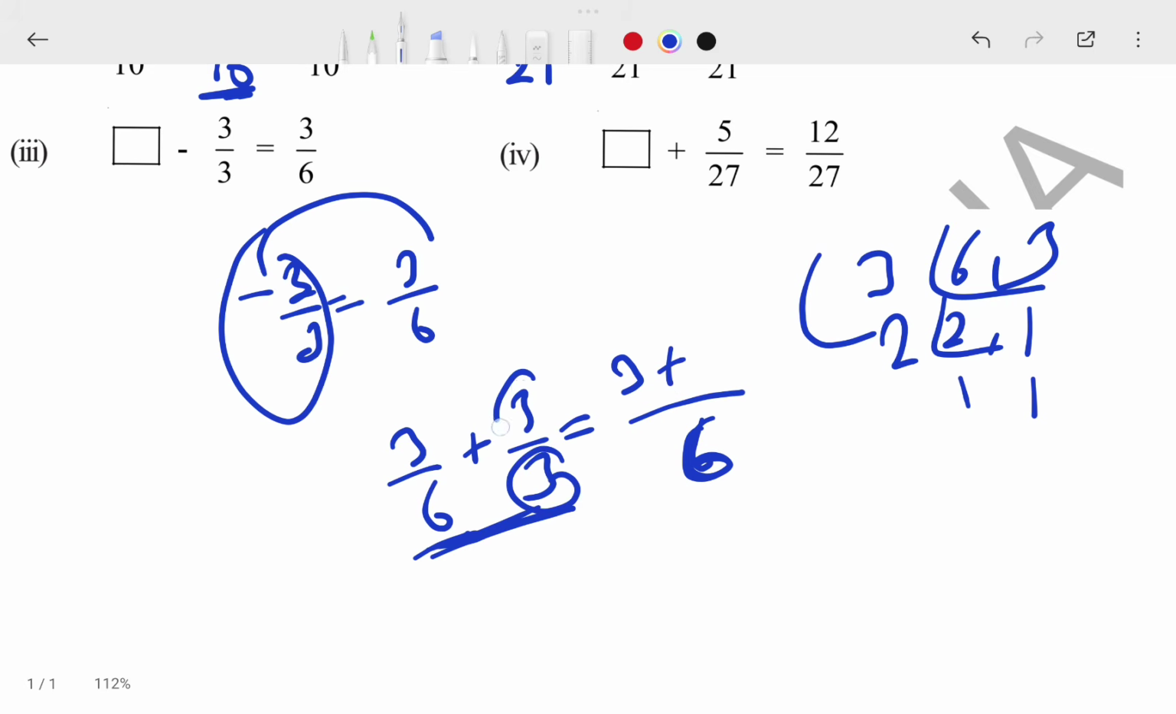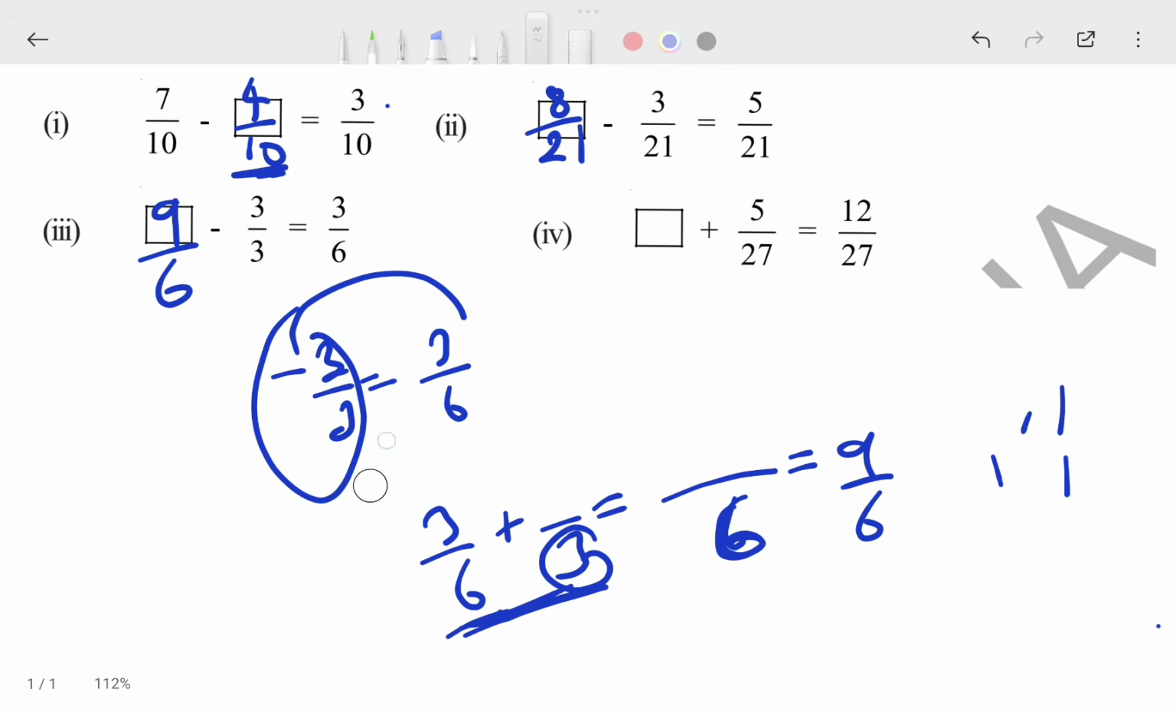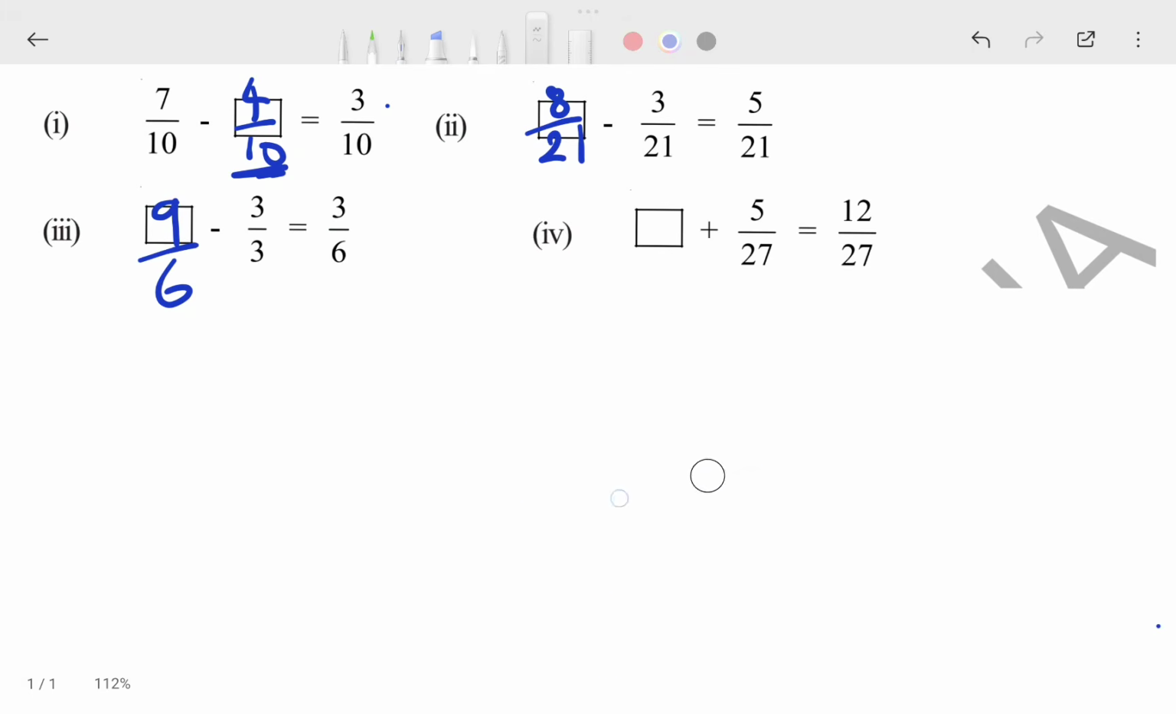2 times, so 3 into 2, that's going to be 6. The answer is 9 by 6. So our answer is 9 by 6. Now let's talk about this question again.